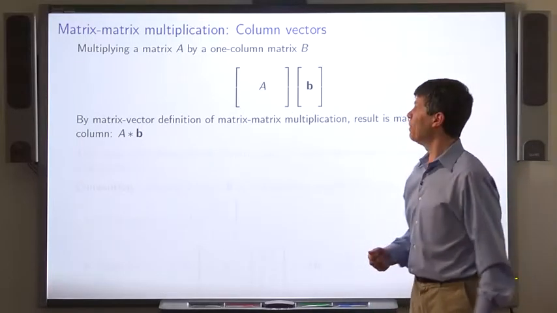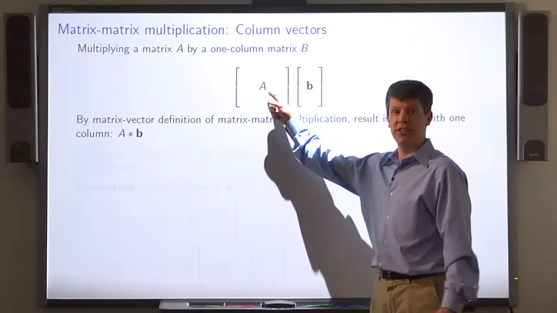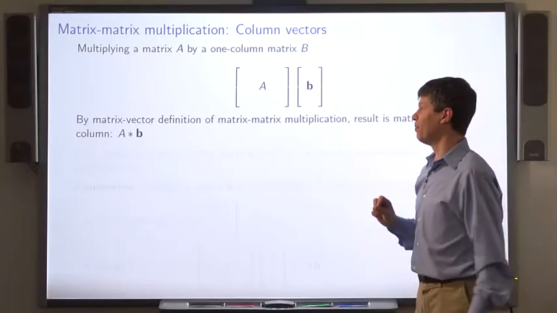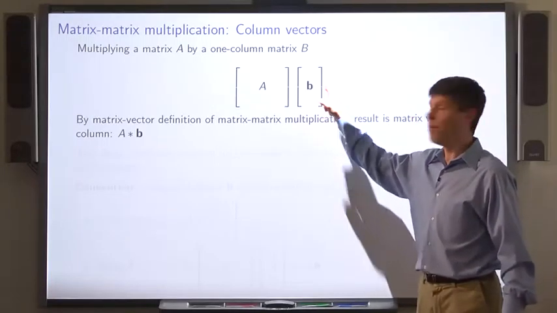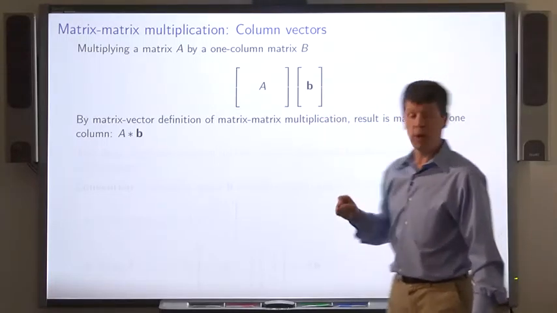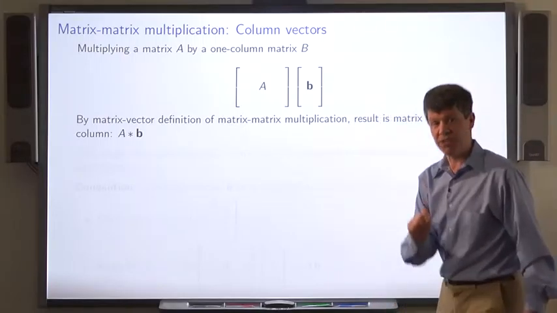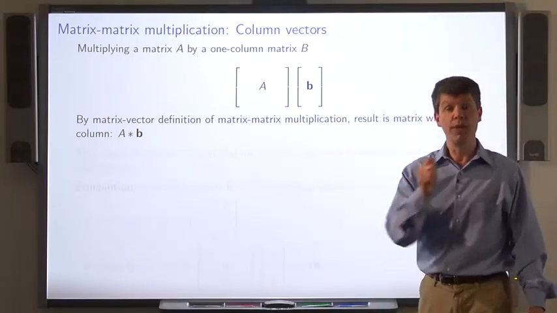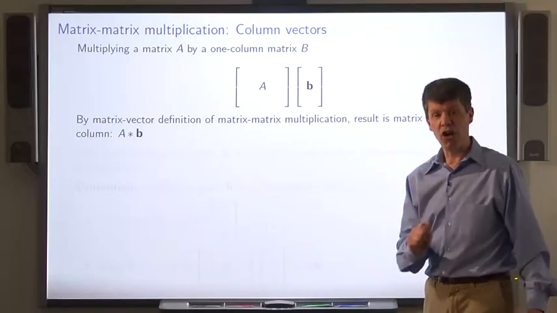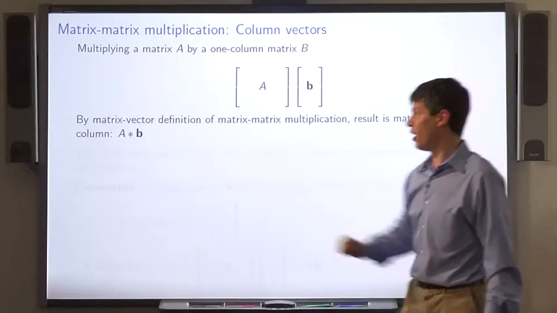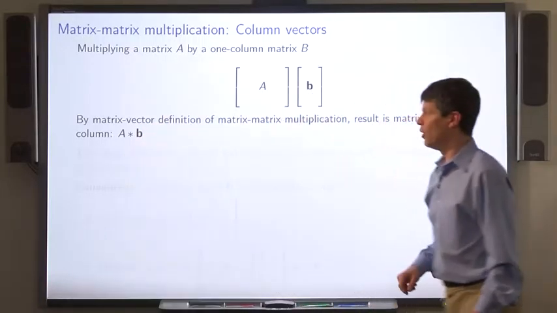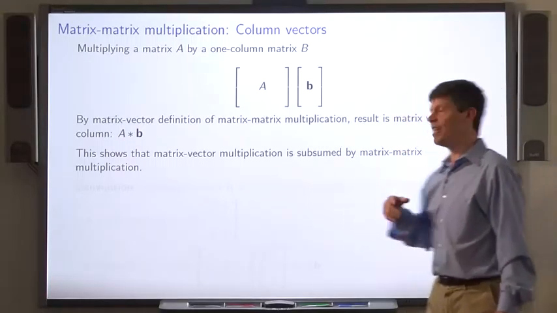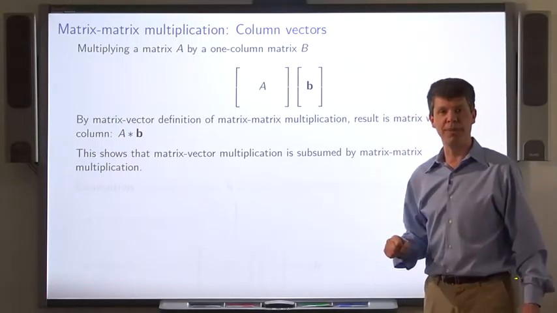Now, let's see what happens when we multiply a matrix by another matrix that happens to have a single column. Let's call the column B. By the matrix vector definition of matrix-matrix multiplication, the result is a matrix with a single column, and that column is the matrix vector product A times B. This shows that matrix vector multiplication is in some sense subsumed by matrix-matrix multiplication.